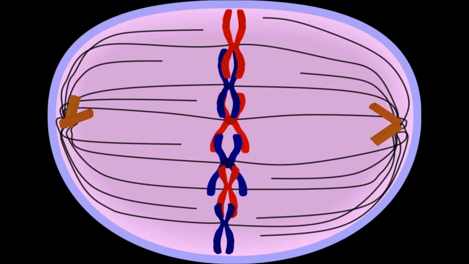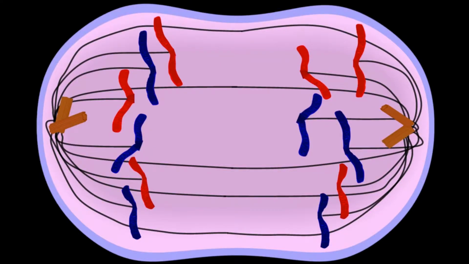Metaphase is the shortest phase. During metaphase, the centromeres of the chromosomes line up across the center of the cell. Spindle fibers then connect the centromere of each chromosome to the two poles of the spindle. That's all that happens in metaphase. Next, the cell goes into anaphase. Anaphase is where separation starts to occur.